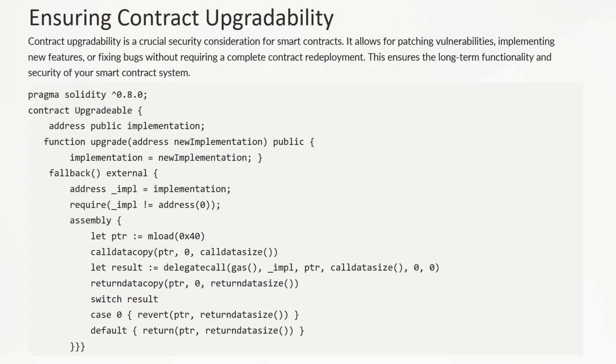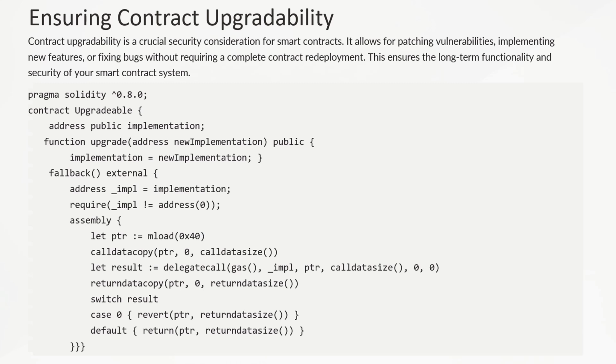The fallback function is declared as external and is invoked when a call is made to the contract without matching any of its function signatures. Within the fallback function, it delegates the call to the implementation contract using low-level delegatecall assembly code. This enables the contract to redirect function calls to a new implementation, preserving the state and data of the original contract. The use of delegatecall along with assembly code allows the contract to execute the logic of the new implementation without modifying the contract storage or state variables directly.